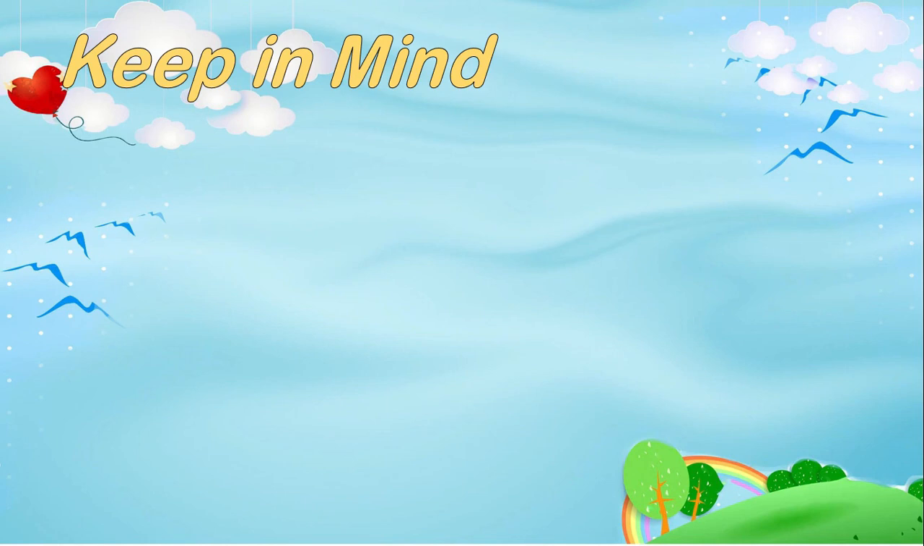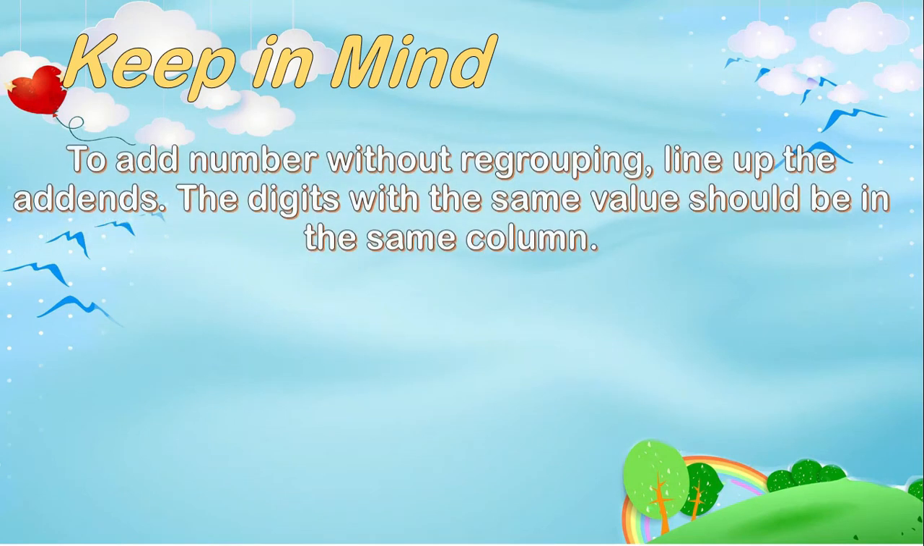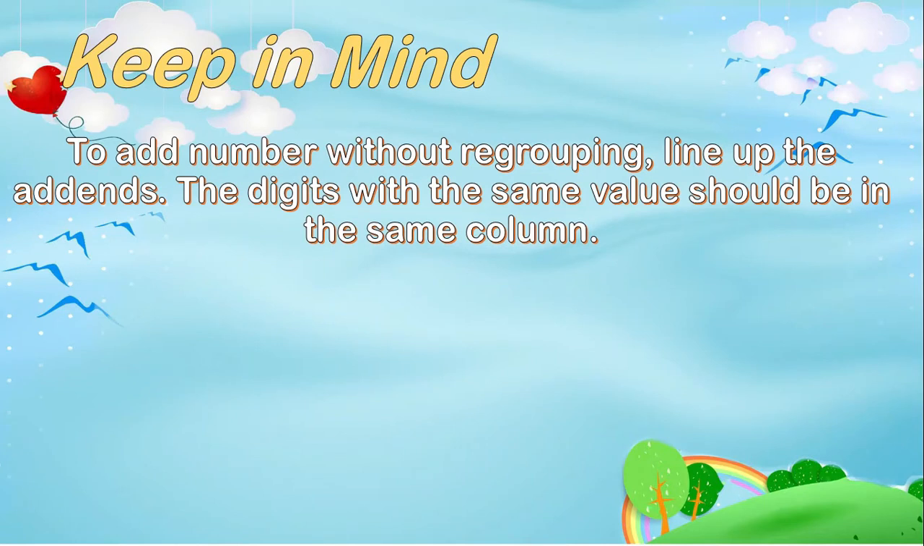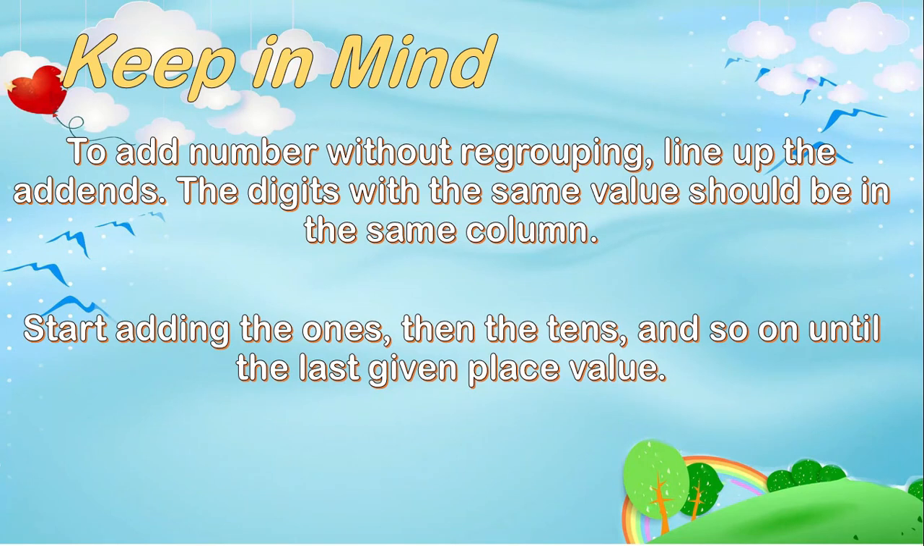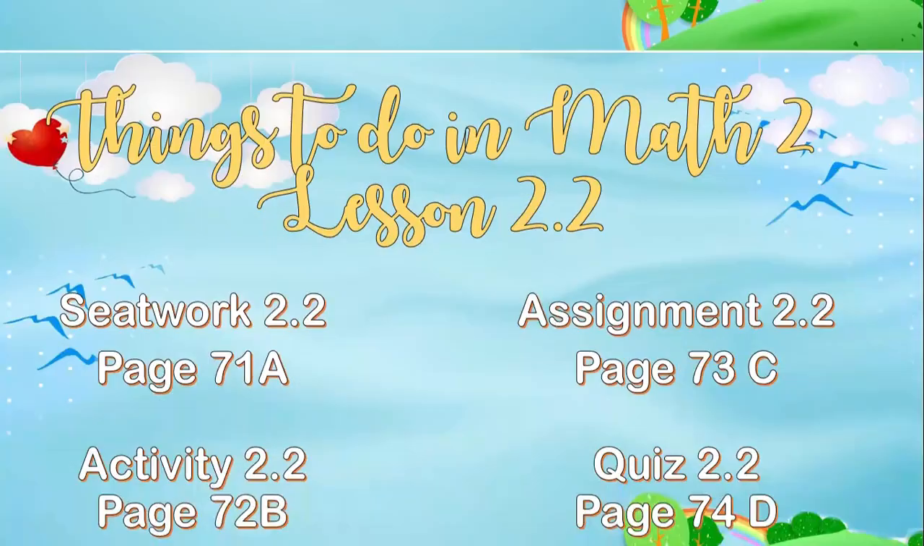So will you keep this in your mind? To add numbers without regrouping, line up the addends, then the digits with the same value should be in the same column. And start adding the ones, then the tens, and so on until the last given place value.